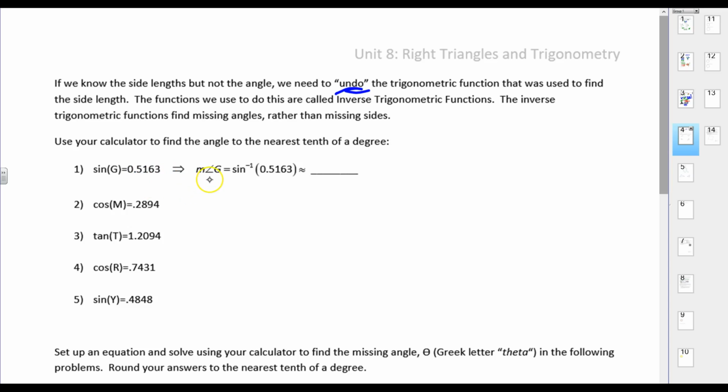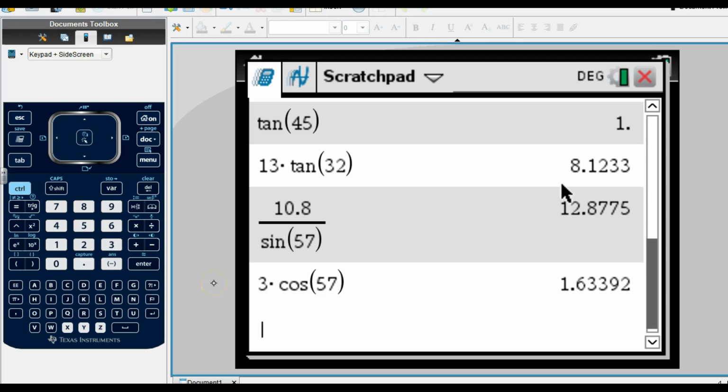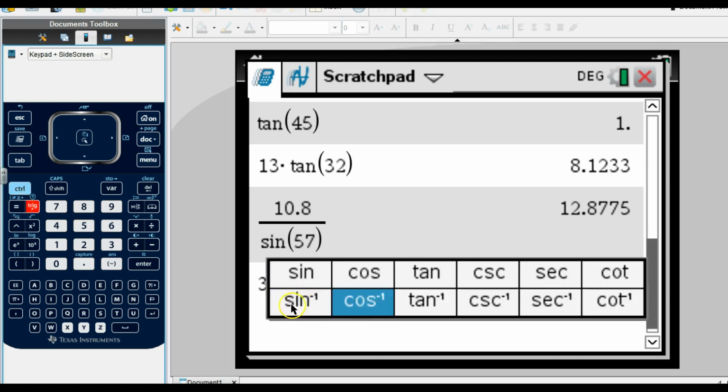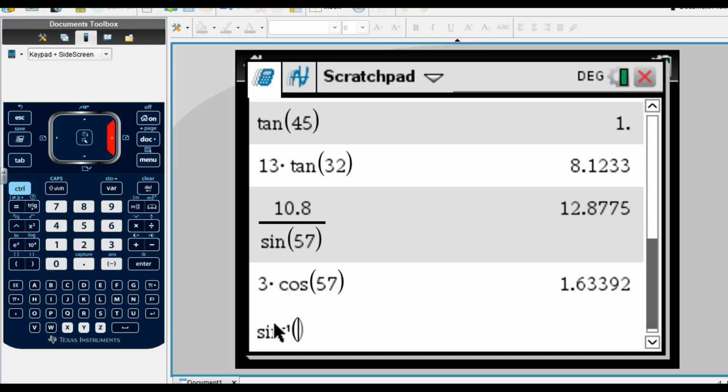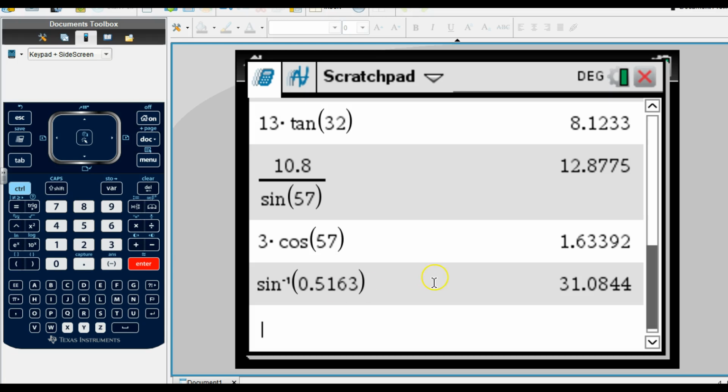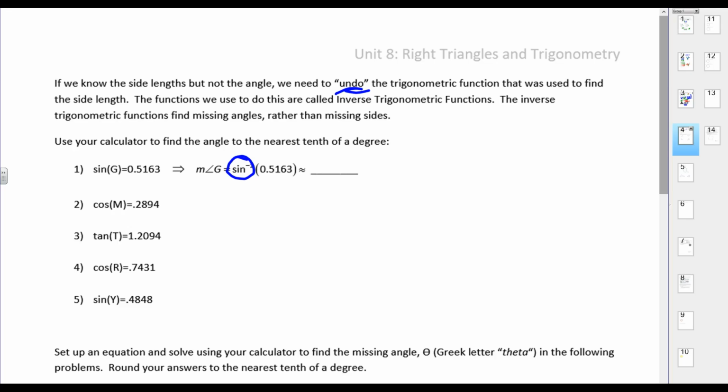So for example, if I know that the sine of g is equal to 0.5163, then I know that the measure of angle g would equal the sine inverse of 0.5163. This right here is called sine inverse. That -1 is very important. So when I hop in my calculator, if you look under your trig function menu again, you'll see we've got a sine inverse function. And so I can put 0.5163 in that function, and it tells me that the angle I would have started with is 31.084 degrees. To the nearest tenth, that's 31.1 degrees.